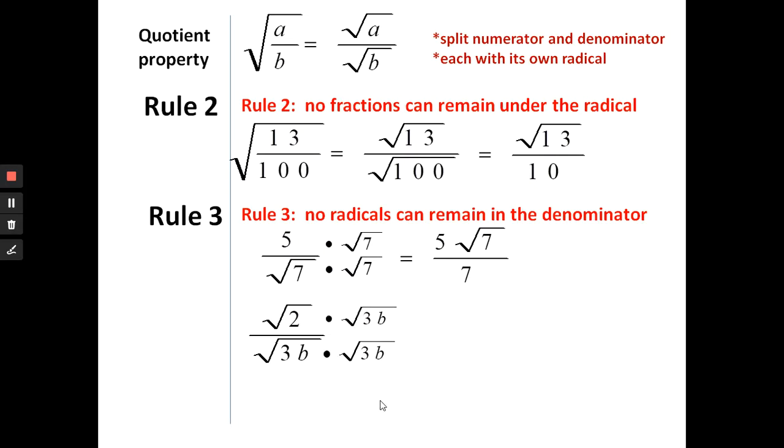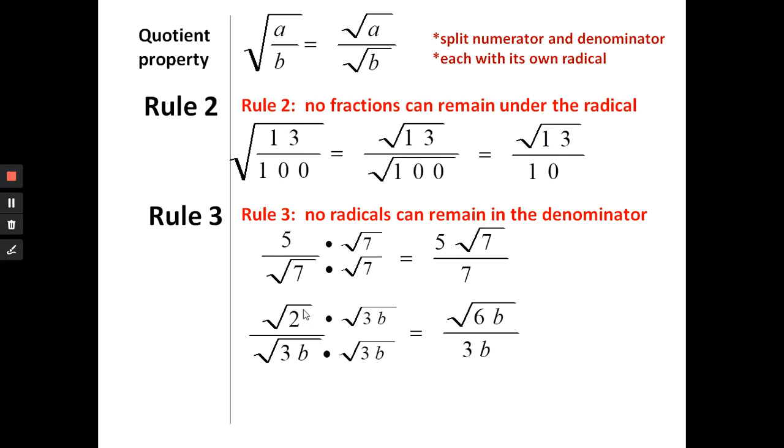Do the same thing to the top, and I know that the square root of 3b times the square root of 3b is 3b. Okay, and then on the top, square root of 2 times the square root of 3 times the square root of b is just going to be the square root of 6b. Okay, because we can break this off into the square root of 3 times the square root of b.